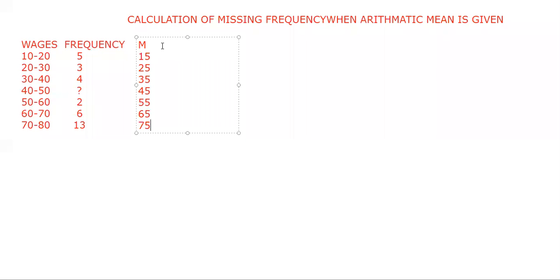We have computed m, because in the continuous series direct method, we already know the formula is simply summation fm upon summation f. So m we have computed. Now what next do I have to compute? After m, I am of course going to compute fm. Very good, because we require fm to be computed.